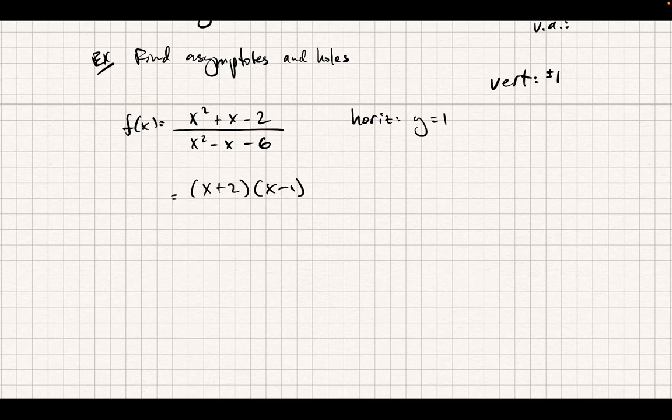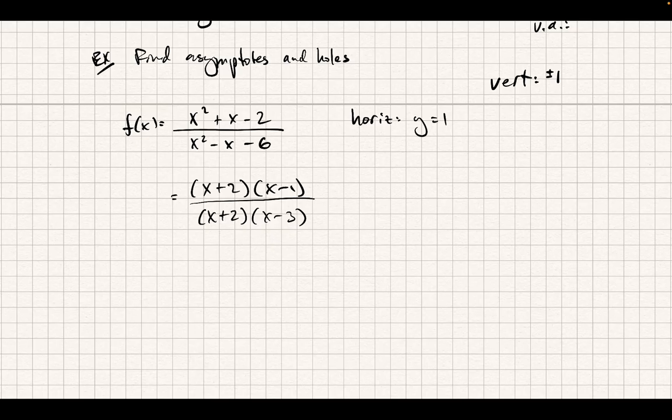Somebody else? How do I factor the denominator? x plus 2, x minus 3, because that gives me minus 6. And then plus 2 and minus 3 gives me negative x. Right, so that's the factored form, that's still f of x.